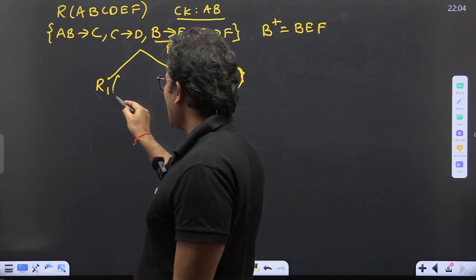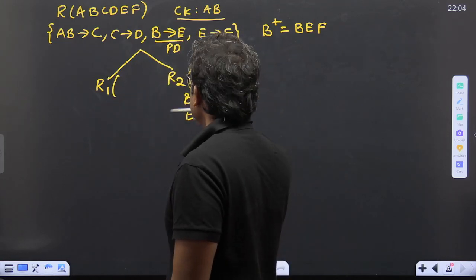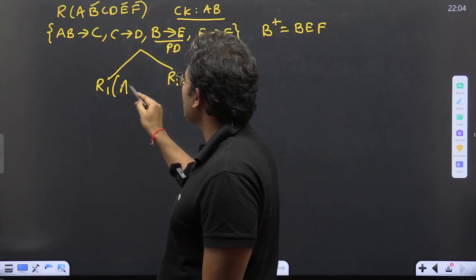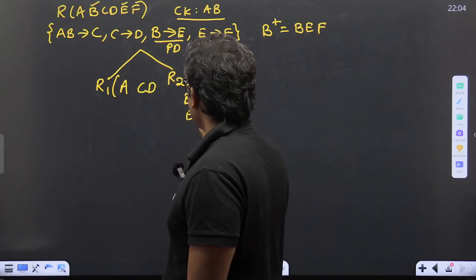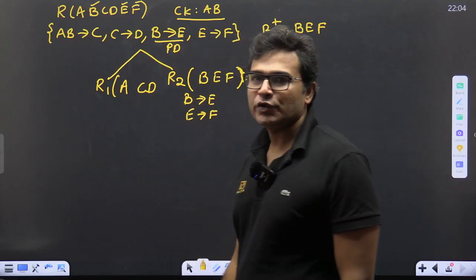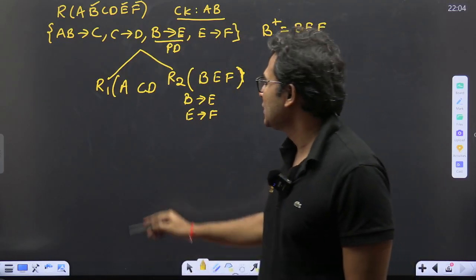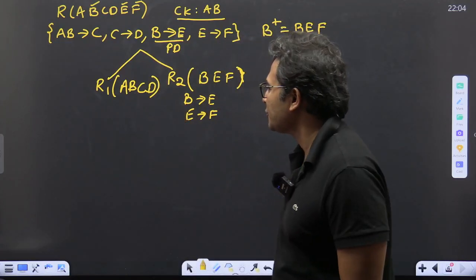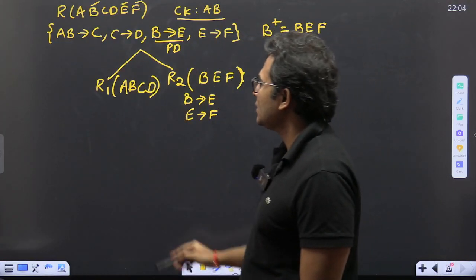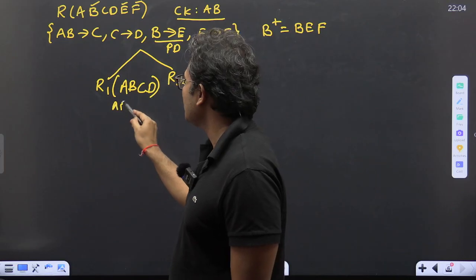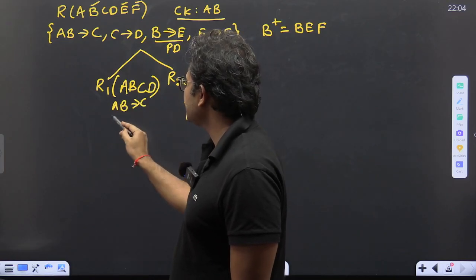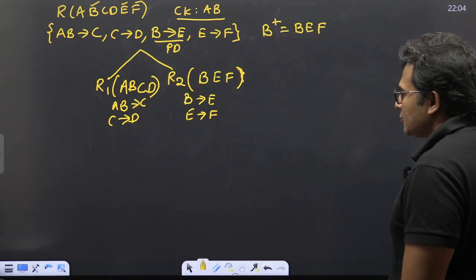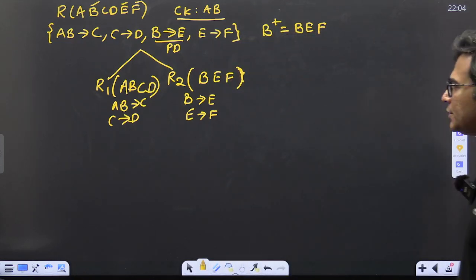Now the remaining attributes you are going to put here. B, E, F are gone, right? What are remaining? A, C, D are remaining. Now we have to have a common attribute so that the decomposition will be lossless. So B is the common attribute, right? Now the remaining functional dependencies, AB determines C and C determines D, will come here.